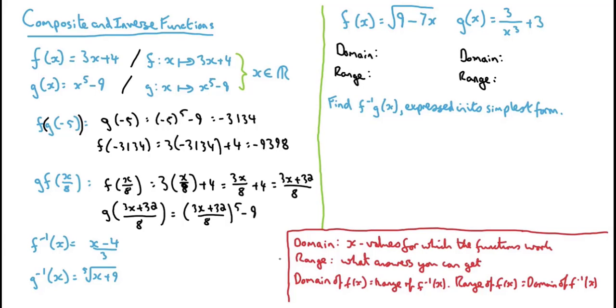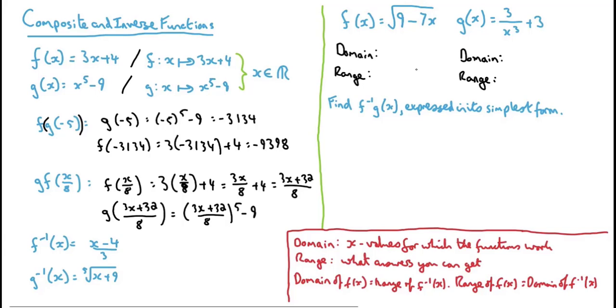So here, these two functions we have on the top right are a little bit more complicated than what we have been looking at, but they should require just the same principles. So f(x) is the square root of 9 minus 7x, and then g(x) equals 3 over x cubed plus 3.